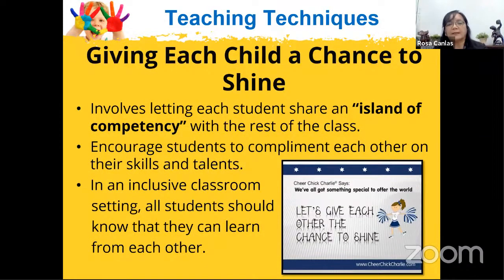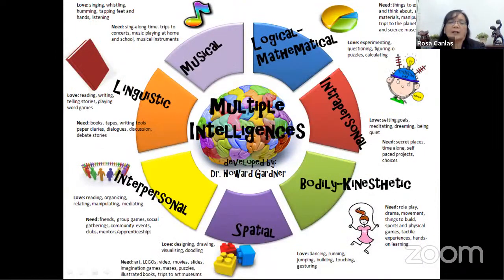Okay, next strategy, we have this one: giving each child a chance to shine. This involves letting students share an island of competency. We should give them the chance to excel. Encourage them to complement each other on their skills and talents. And in an inclusive classroom, all students should know that they can learn from each other. That's why we have to know their different abilities.